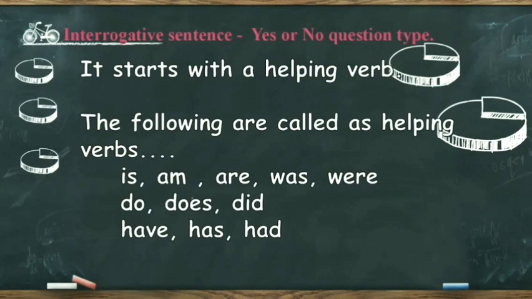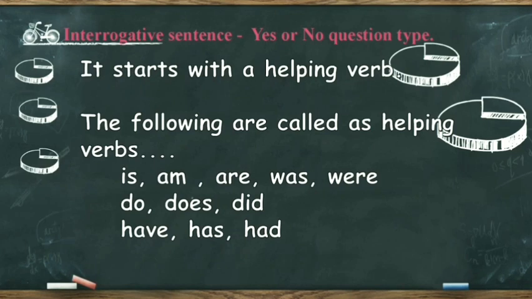Now let us see yes or no question type. Why is it called yes or no question type? For some questions, you would either answer as yes or no. You will not develop your answer, right? For example, do you like ice cream? For this question, you would either answer as yes or no. So, these kinds of questions are called yes or no questions.